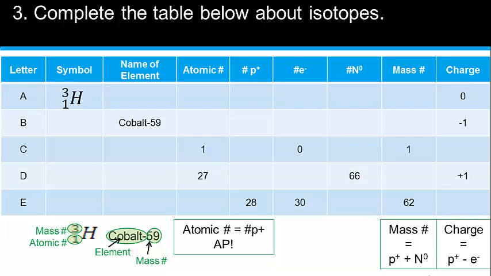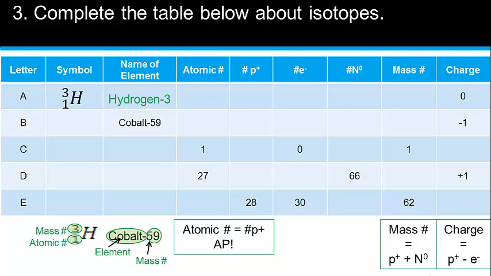The charge is found by balancing the protons and the electrons. So if something has more protons than electrons, it's going to be positive. If we have more electrons than protons, it's going to be negative. So the quick way to do that is just to do the number of protons minus the number of electrons. We have minus electrons because they're negative.